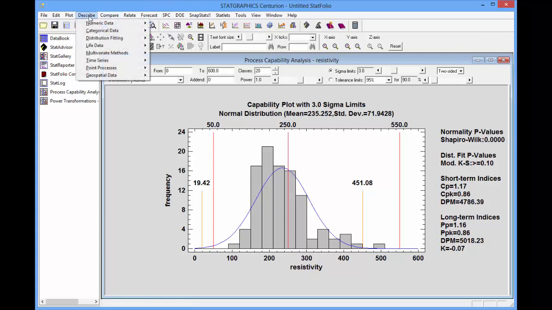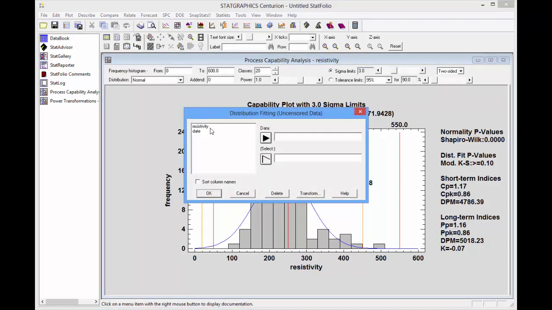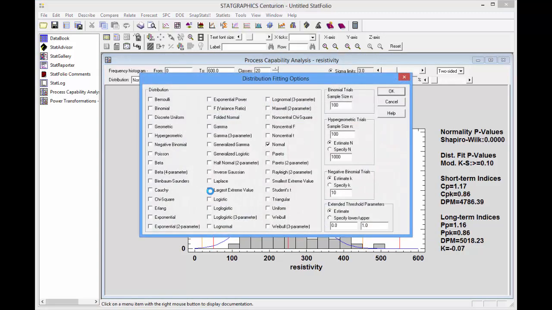I'm going to select Describe, Distribution Fitting, Fitting Uncensored Data. The data to be fit will be resistivity. The distribution fitting procedure gives me a choice of 45 different probability distributions to choose from. I'm going to start by assuming a normal distribution and press OK.